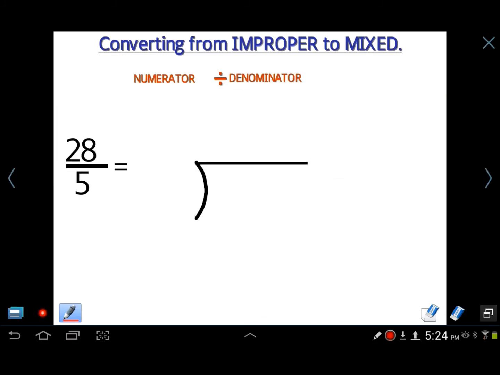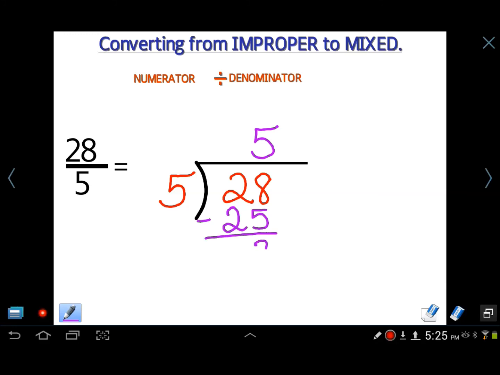Here's another example, 28 fifths. Now 28 goes inside, that's your dividend. 5 goes outside, that's your divisor. And we're just going to do some arithmetic. 5 divides into 28 5 times. 5 times 5 is 25. Subtract, you get 3.